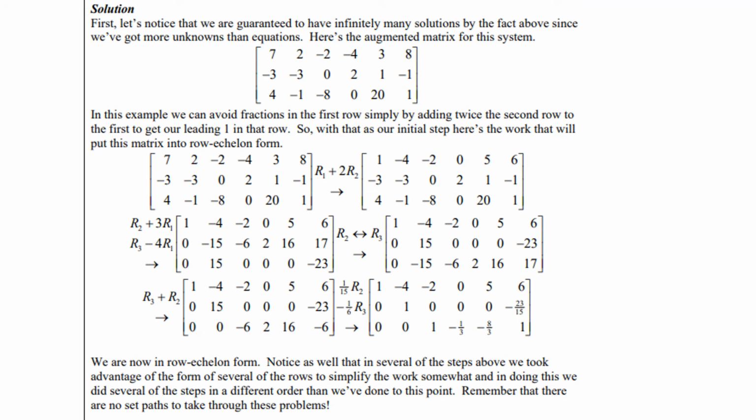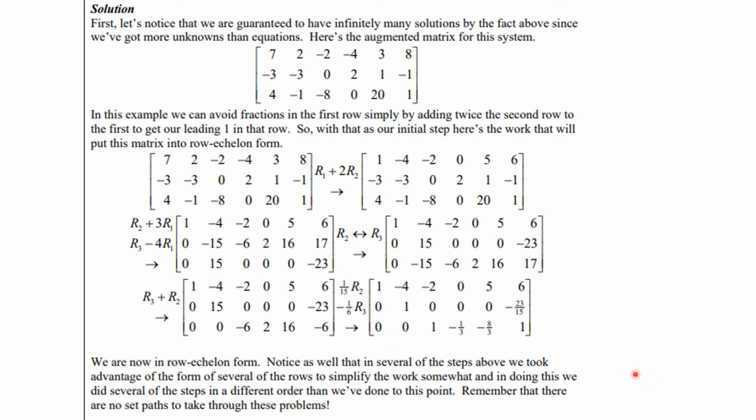Now first we know that we're guaranteed to have infinitely many solutions since we've got more unknowns than equations. So here's the augmented matrix for this system. And we'll do row operations. You can see the row operations that we do here. And we get it down to this step, and we're now in row echelon form. Everything below the ones is zeros.